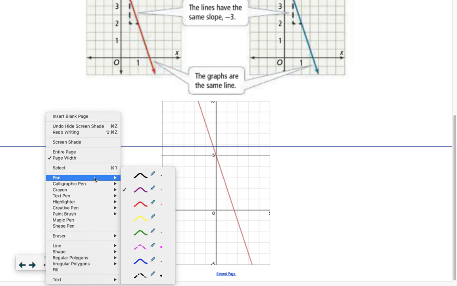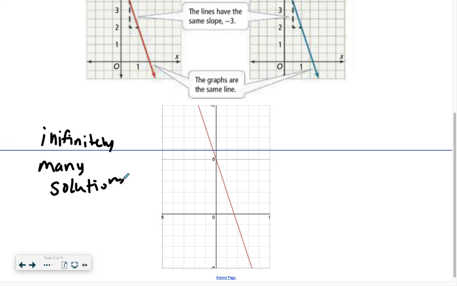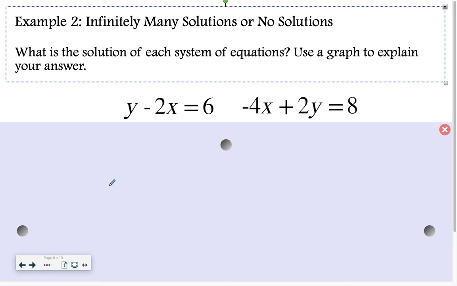So whenever this happens, you would write infinitely many solutions. Oh, I'm getting a little special with my pen there. Let me undo. Infinitely many solutions. All right, so whenever you have two equations that end up being the same line, that's called infinitely many solutions.